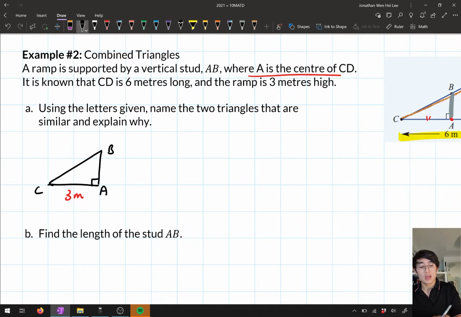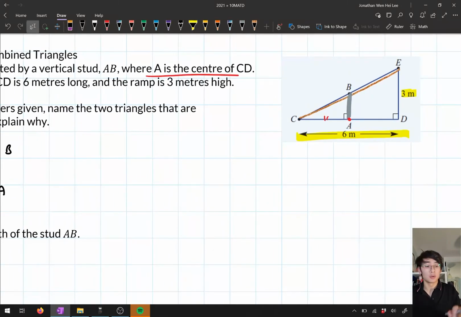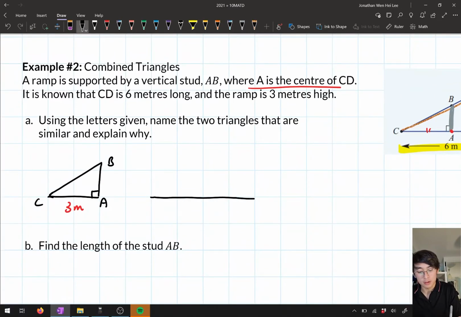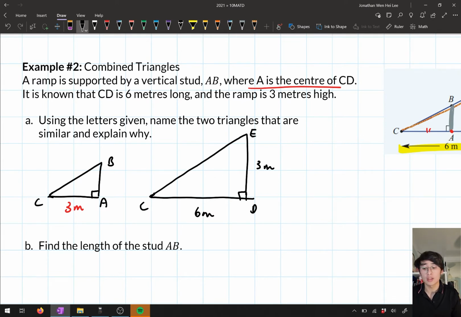Now, hopefully you can also notice there's a bigger triangle, CDE, which overlaps with our first triangle. So here I'm going to draw a bigger triangle. Here that is CDE. It's also got a right angle. We know that this measurement is 6 meters and this measurement is 3 meters, and that is it. Now, we want to name the two triangles and explain why they are similar.